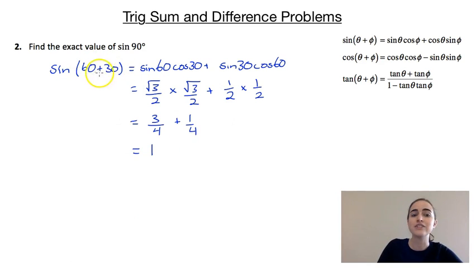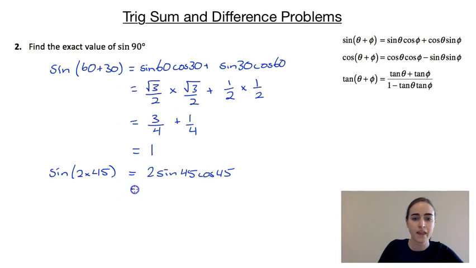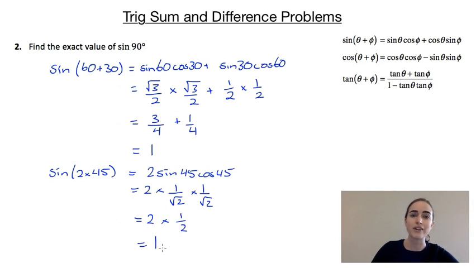So that's breaking it down into 60 and 30, but we could also break it down into sine of 2 times 45. So this time, instead of using this formula, we're going to use our double angle formula, which we looked at in our last video. We could put it in there as well, and it would still work. So we're going to end up with 2 sine 45 cos 45, which is going to give us 2 times 1 on root 2 times 1 on root 2. Now, if we multiply the 1 on root 2's together, we'd have 2 times a half, which is just 1. So that's a couple of different ways of proving that sine 90 is equal to 1.